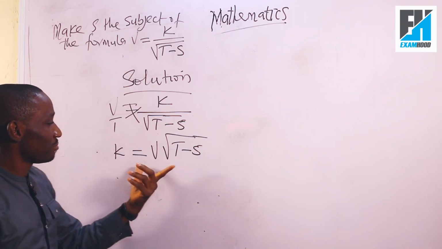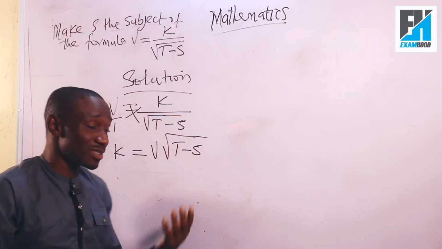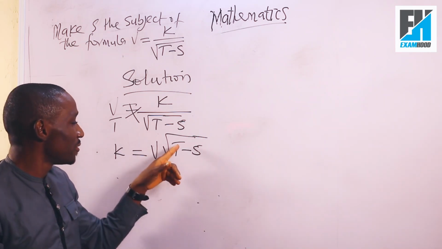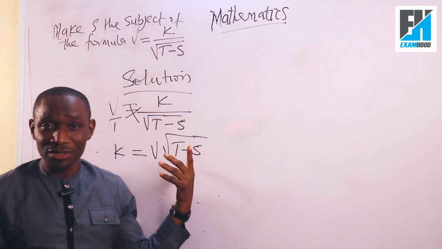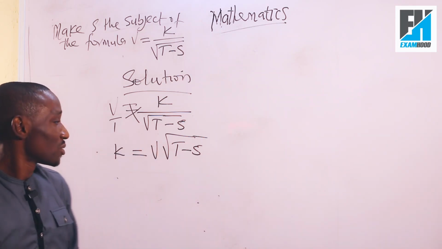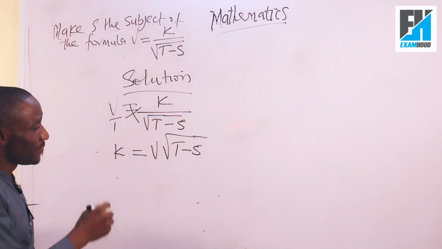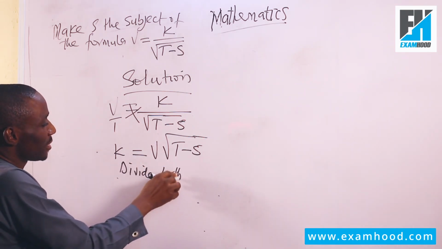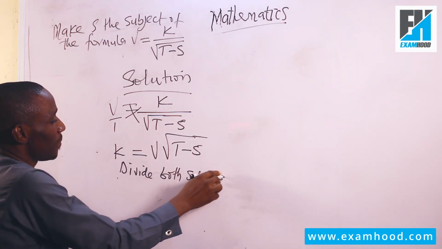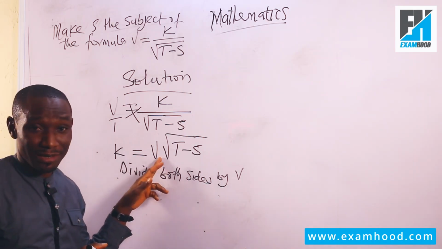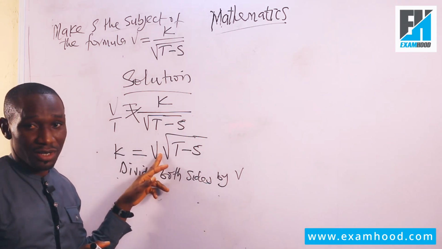There are some letters or expressions that are with S. We need to remove V, we need to remove T, we need to remove even this square root sign as well. So the next step here will be to divide both sides by V. Let's start dividing both sides by V so as to eliminate V.